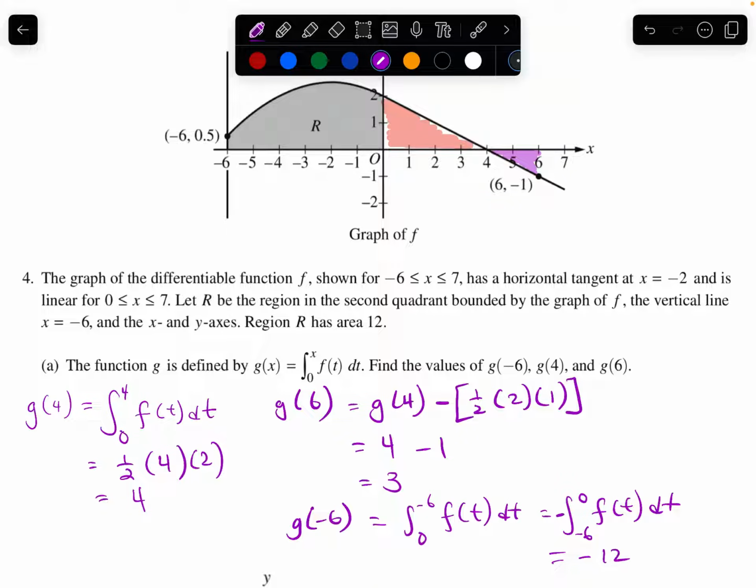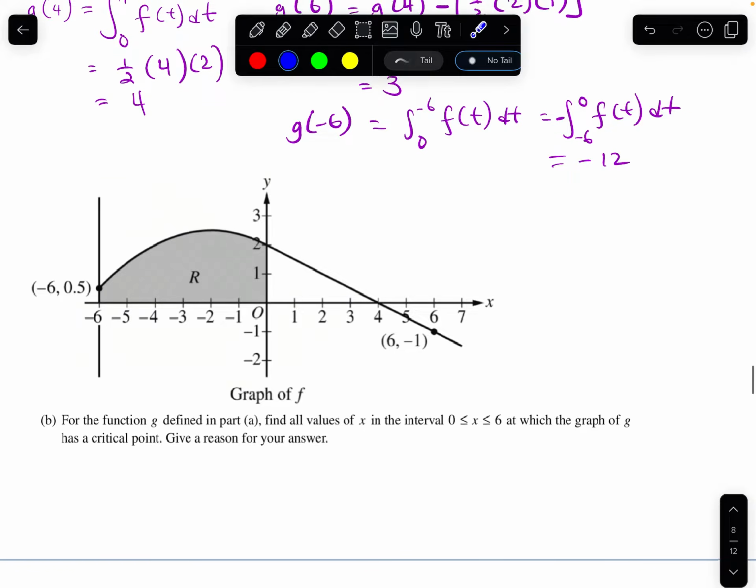Remember, in the problem, we were told that this region underneath the curve is going to be +12, so the opposite is just -12. All right, moving on to part B.